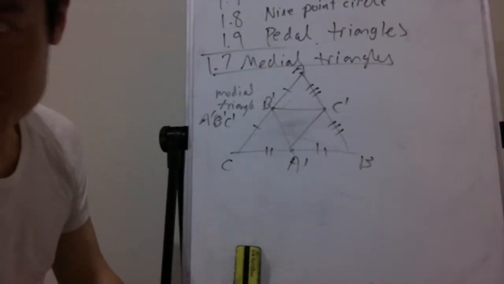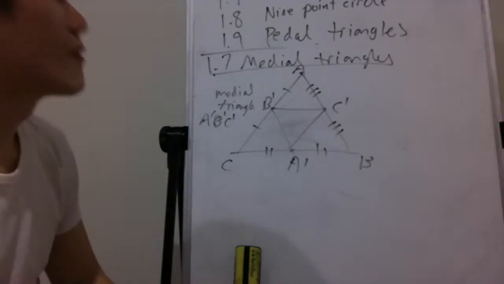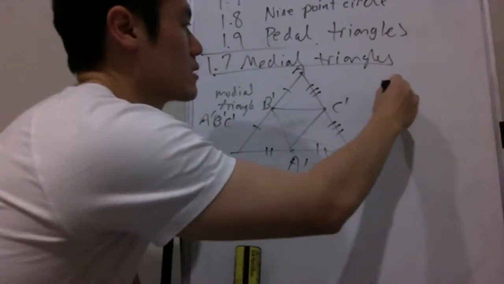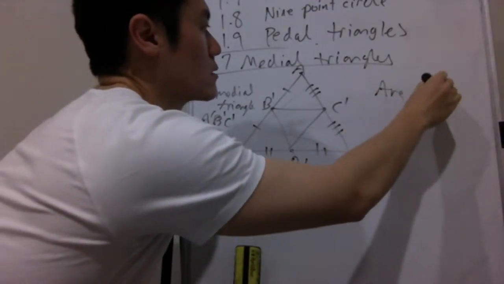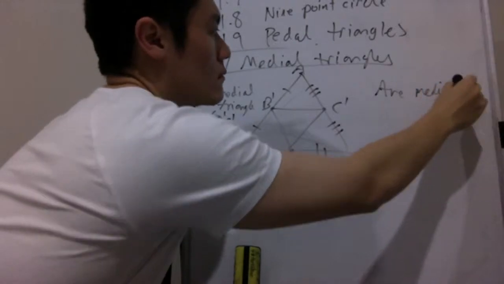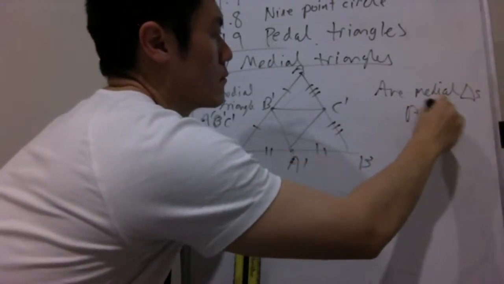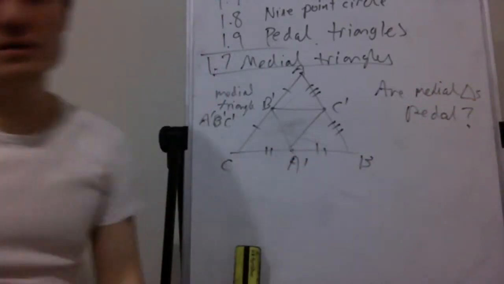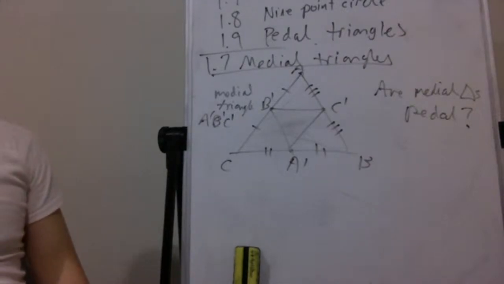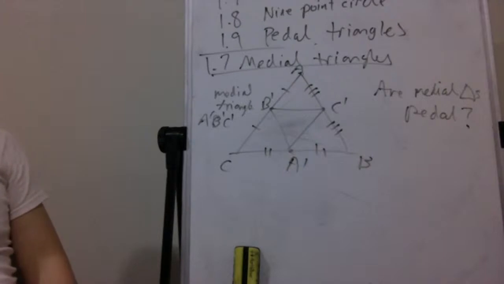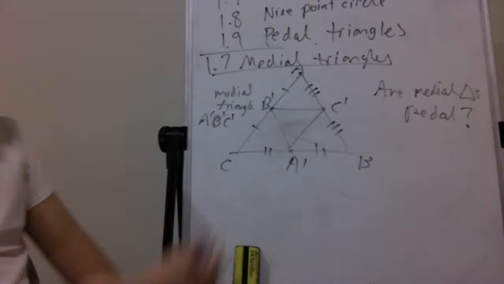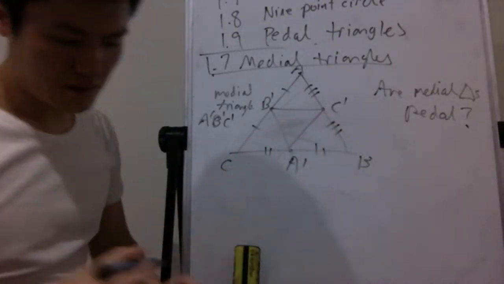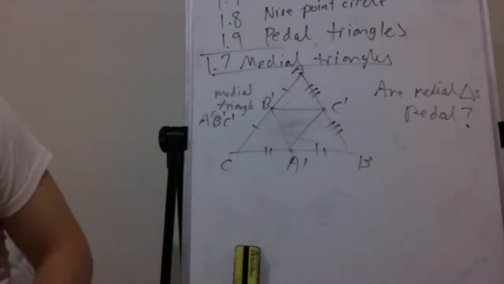Is it the pedal triangle? Medial triangle's pedal. So like you're saying, because those are the perpendicular bisectors, that's just the circumcenter. I think it is. Yeah, that's a really good idea.